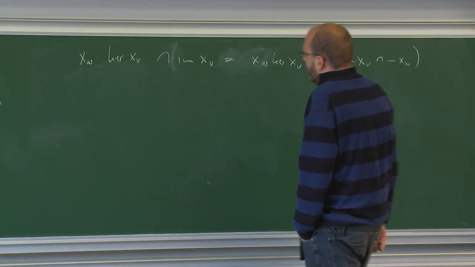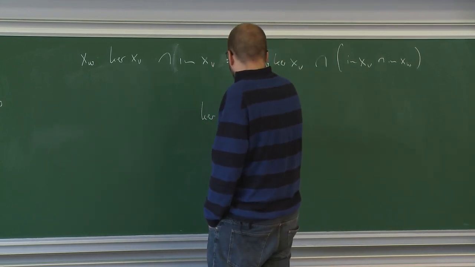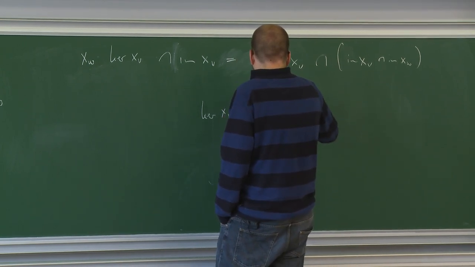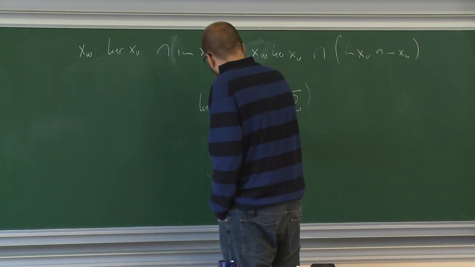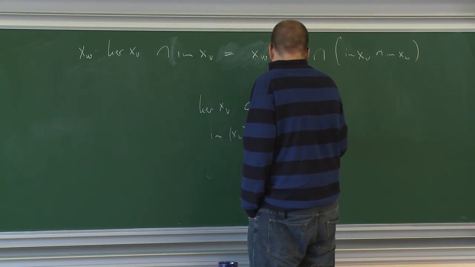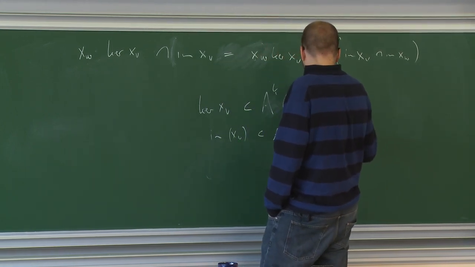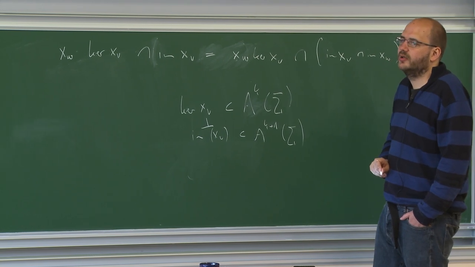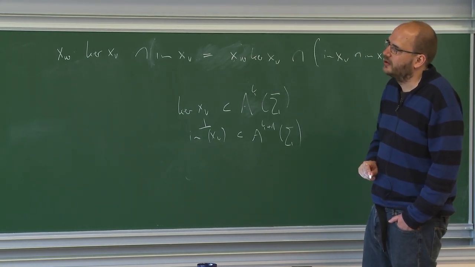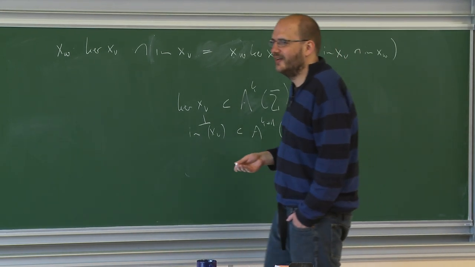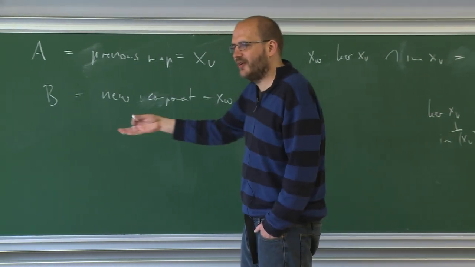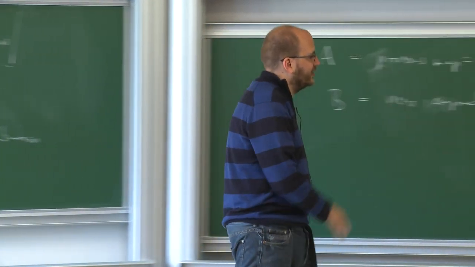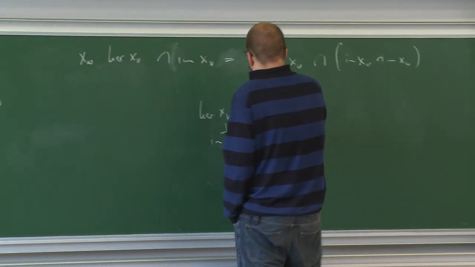Okay. So now notice that the kernel of xv is a subspace of A^k of sigma, and the image of xv is a subspace of A^(k+1) of sigma. So they form exactly orthogonal complements. The spaces are dual, basically. That's a special thing about this situation. So now we have dual spaces, that's the beauty of this. So we have orthogonal complements. Everything is tautological, everything is trivial here, but let me still say it.